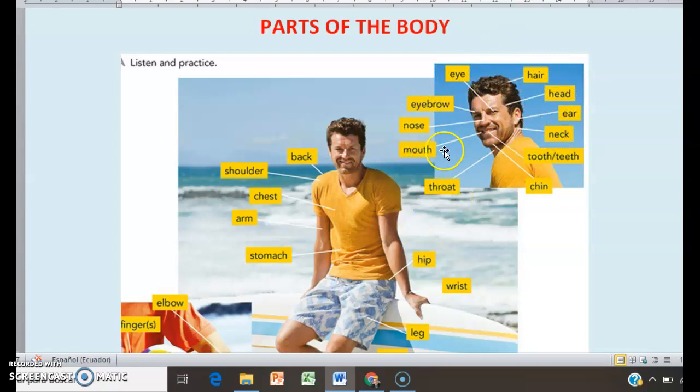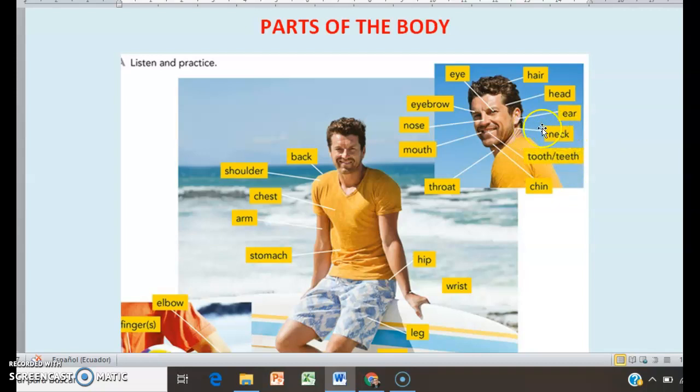Por ejemplo, mouth, ¿sí? Mouth nos señala la boca. Tooth and teeth nos señala los dientes, ¿sí? Así que tenemos que darnos cuenta también a dónde están señalando cada una de las líneas, cada una de las flechas. Okay, we are going to practice. Number 1, eye. Eyebrow, nose, mouth, throat, yes, chin, tooth or teeth. Well, in this case, singular tooth, plural teeth. We can't say tooths. No podemos decir en plural tooths. The plural of tooth is teeth, okay?